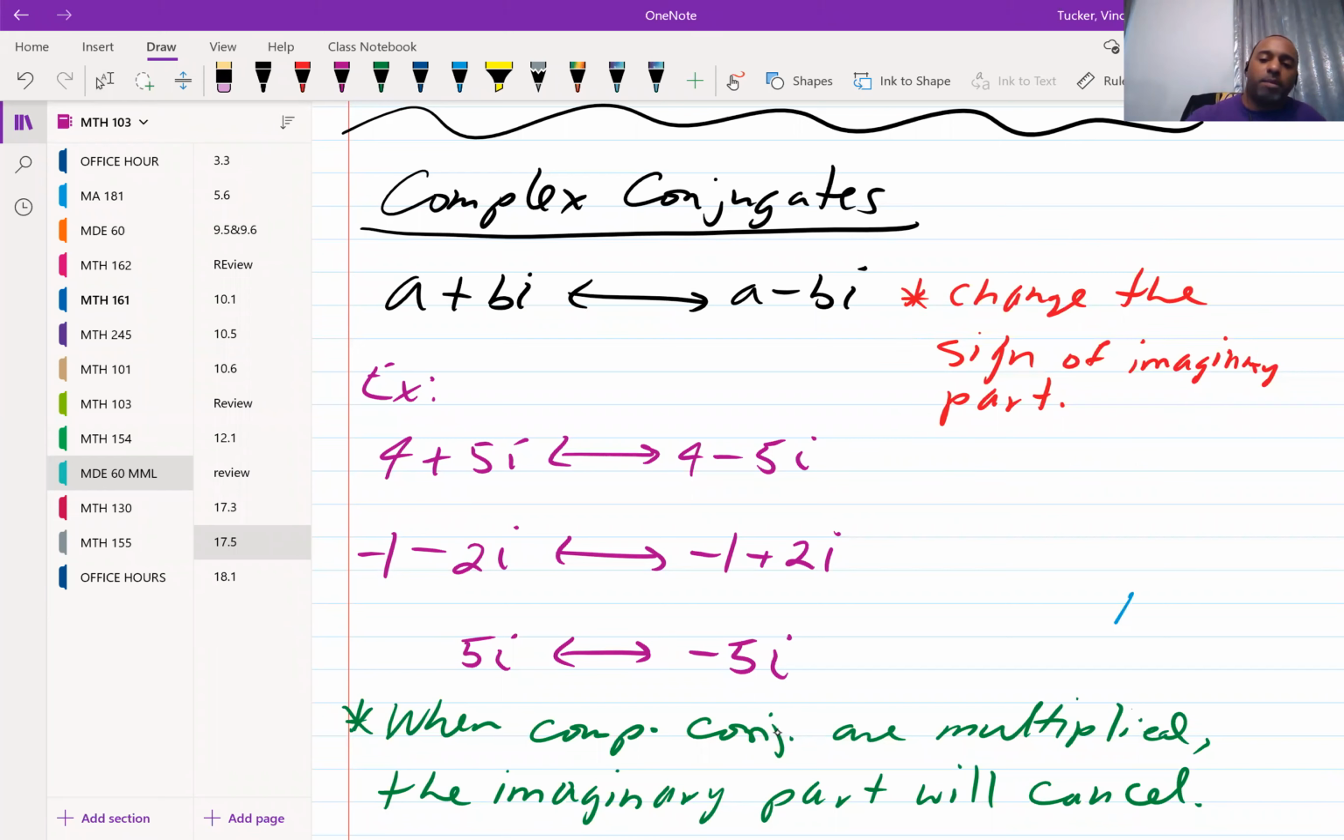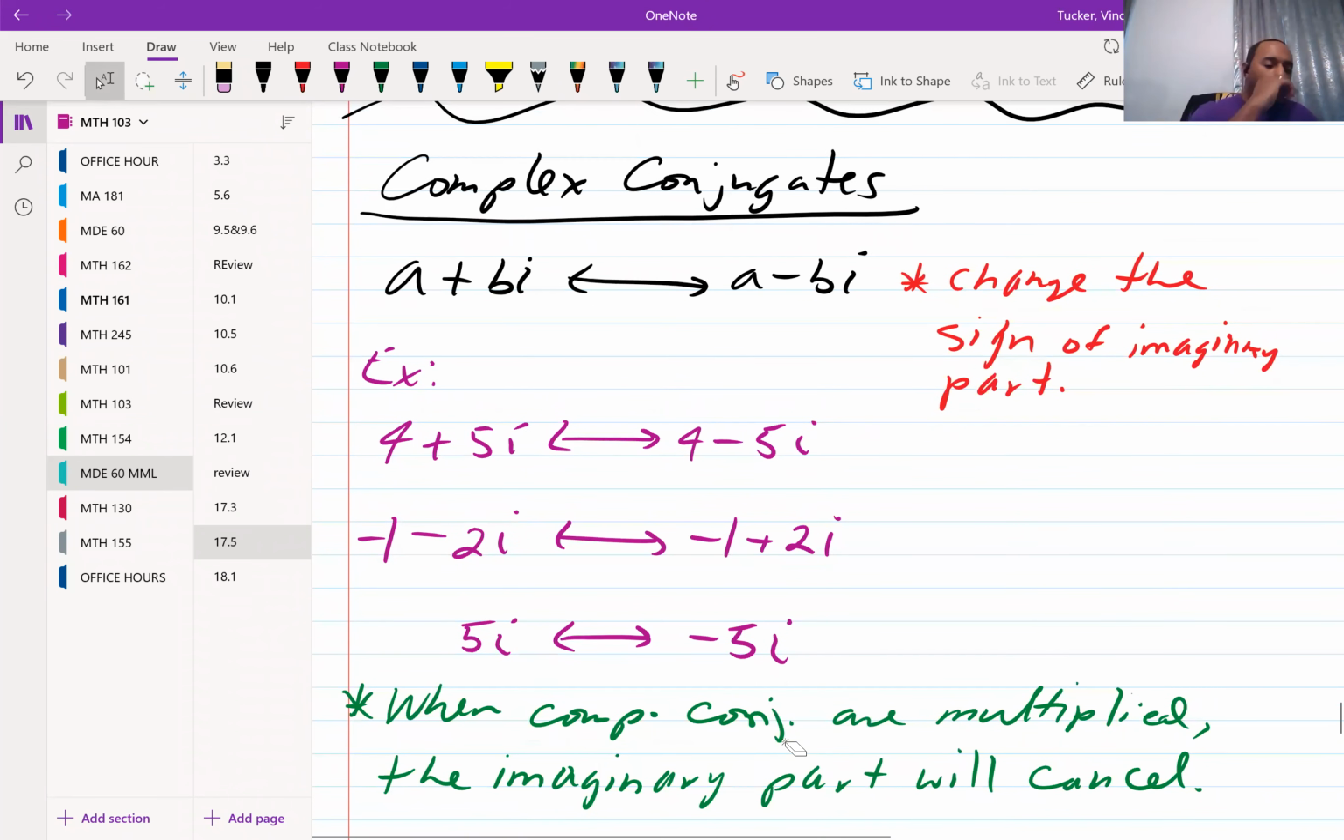And here, notice my statement in green. When complex conjugates are multiplied, the imaginary part will cancel. And that's going to be something that helps us in the next thing that we do.